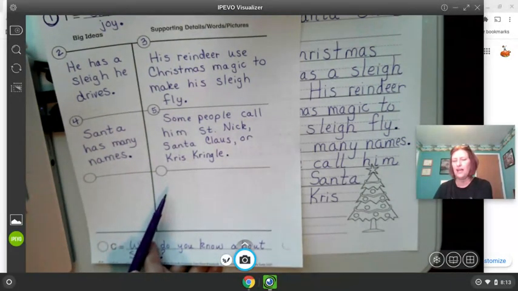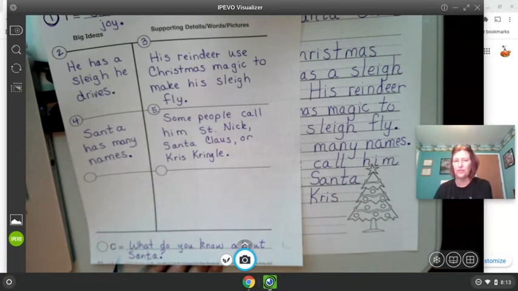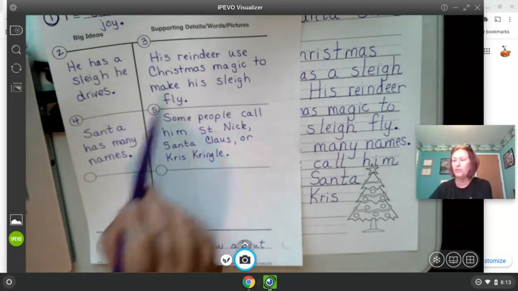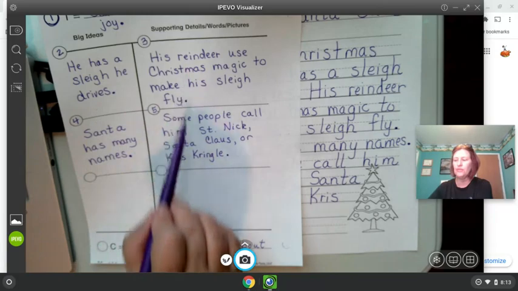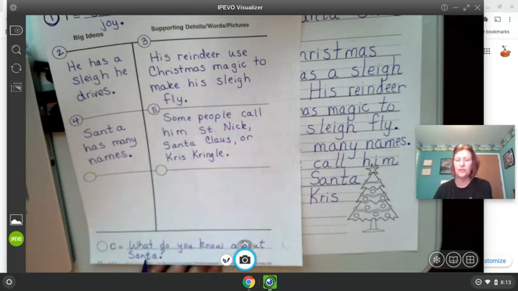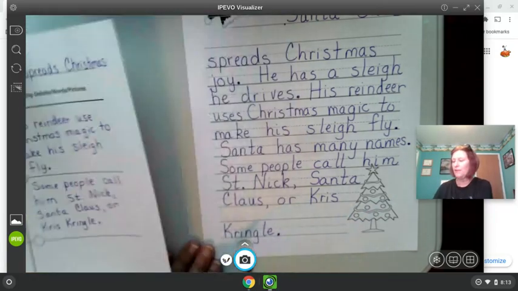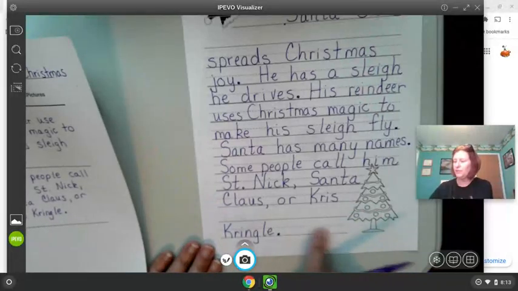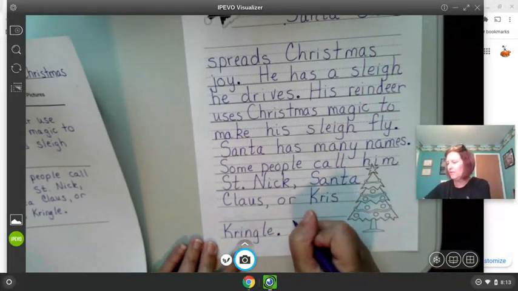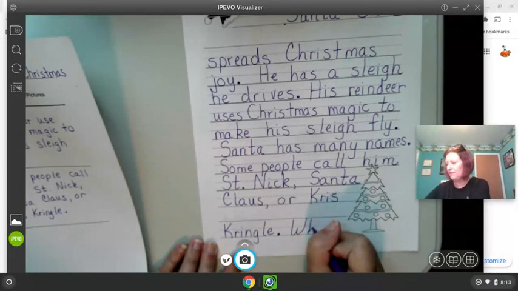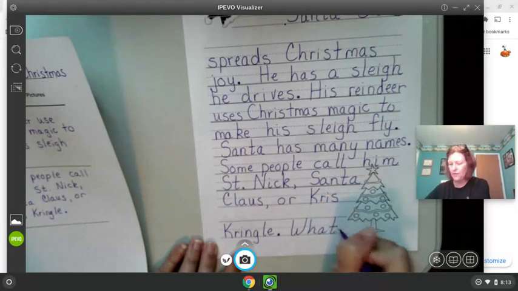the detail, and then you would write your conclusion. If you only did 2 big ideas and 2 details, then you are ready for your conclusion. So I am ready for my conclusion. Now I have a little bit of room here, so I'm going to go ahead and use it. I'm not going to skip it. I'm going to write my first word. I'm going to write what, and then I'm going to flip my paper over.